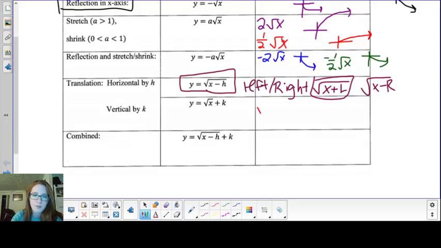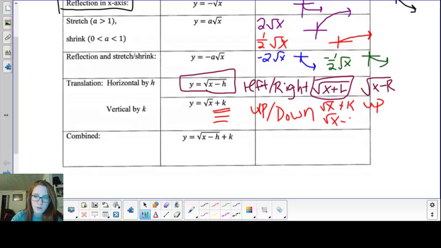If you have it on the outside, that's up and down. And if it's plus k, you go up. If it's minus k, it goes down. So this one's normally like you see it. If he's outside, he's normal. And then obviously just the combined, so moving up, down, left, and right at the same time. Yay!